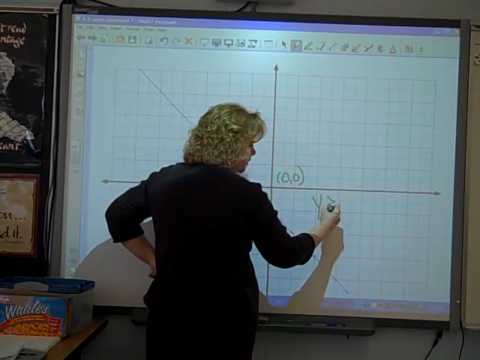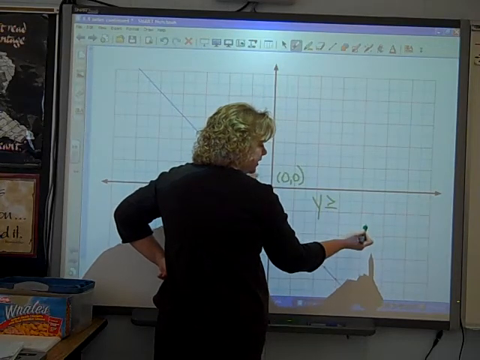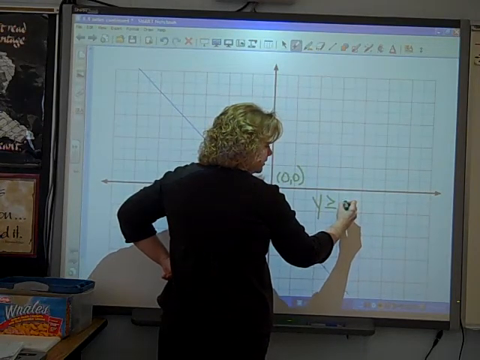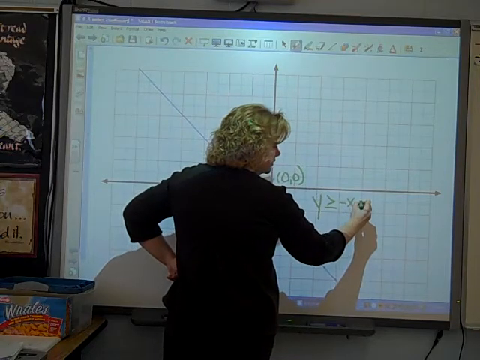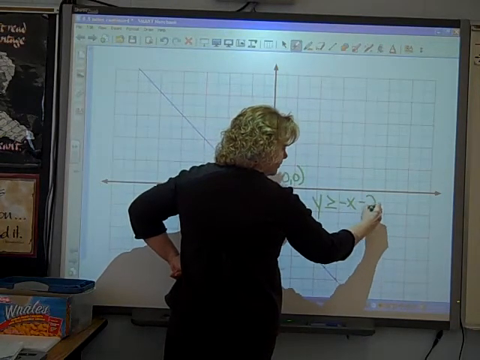Greater than or equal to negative x minus 2. Wait, say it again. Negative x minus 2. Plus 2? Minus 2. Do I have it right?